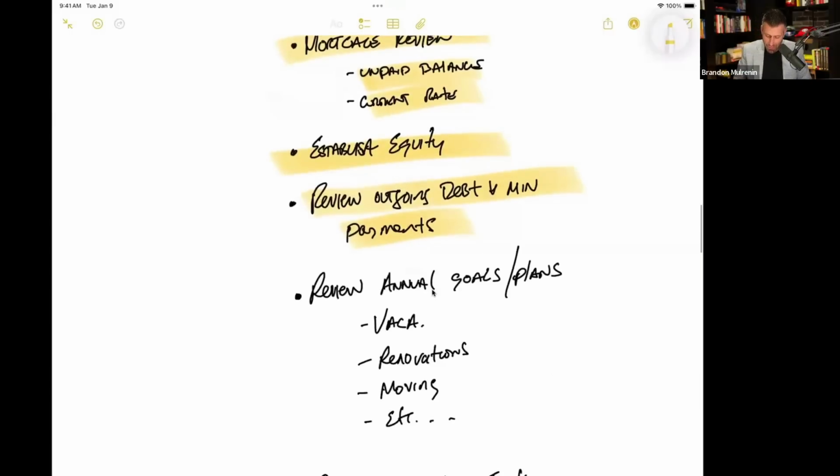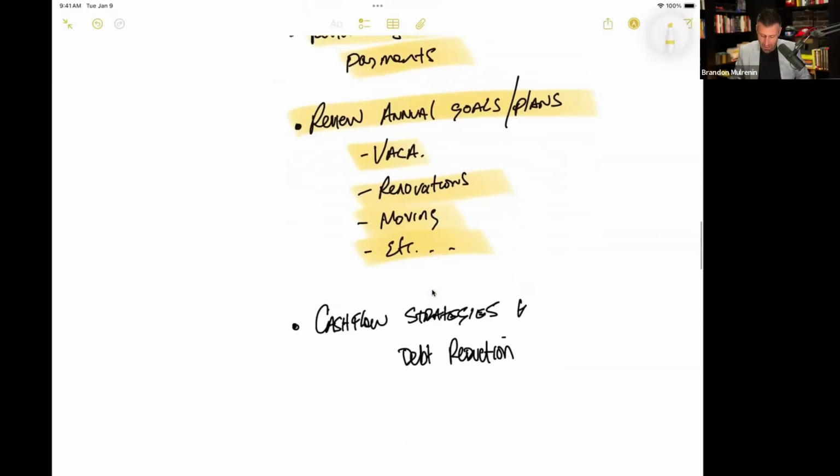And then we're going to review the client's annual plans for the year or their goals. Do they have any vacations, renovations, moving, etc.? We need to know the goal so that we can tie the analysis that we're going to show you how to do in just a second to those goals. And then we're going to review the cash flow strategies and debt reduction. All right, so that's the hierarchy of that 1 hour that you're going to spend with people. And then here's the analysis that you're going to do for people.